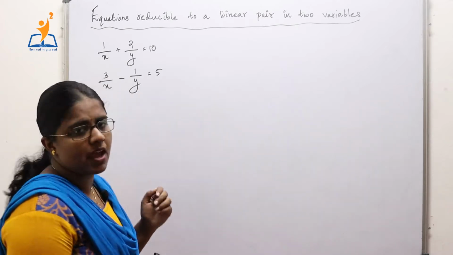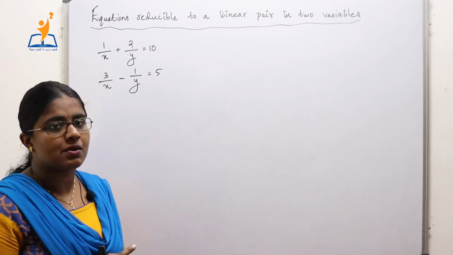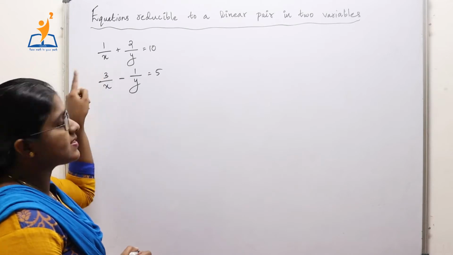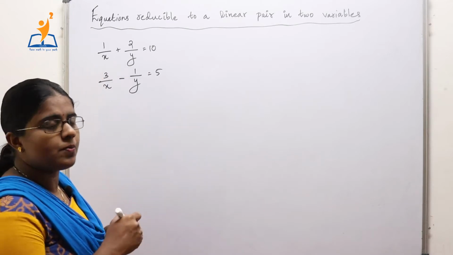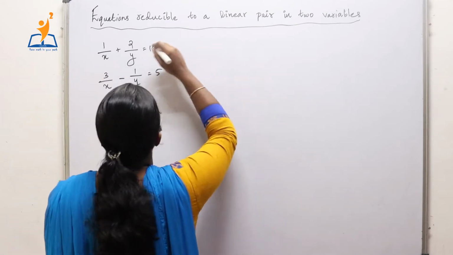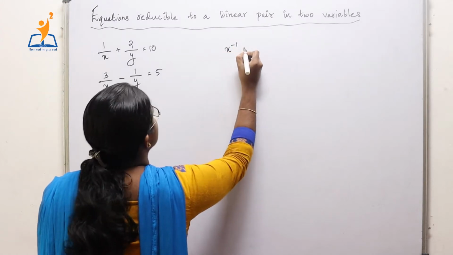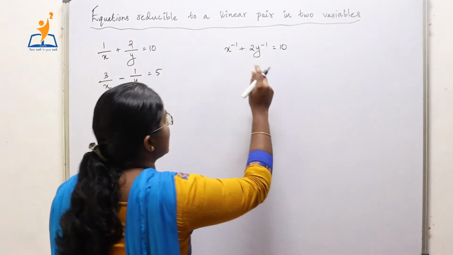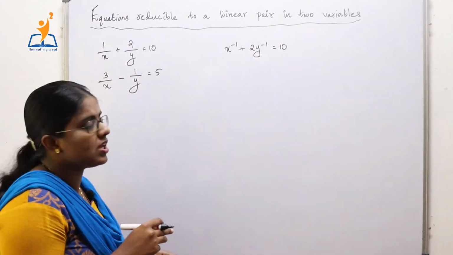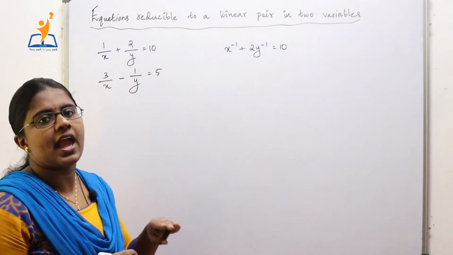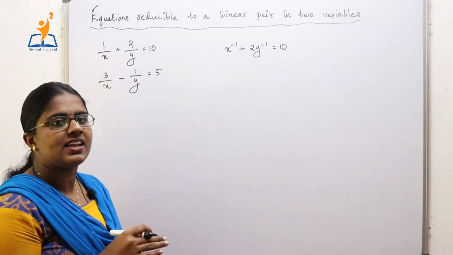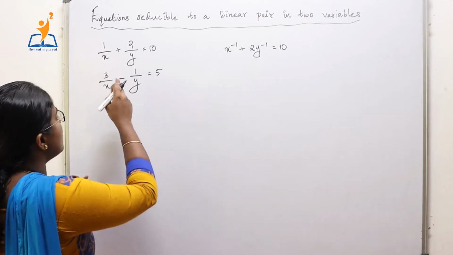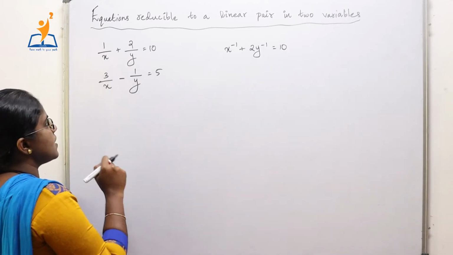Consider this pair of nonlinear equations in two variables. If we look here, the x has power x raised to minus 1, right? This equation can be written as x raised to minus 1 plus 2 y raised to minus 1 equal to 10. So this is not a linear equation, but this equation can be converted into a linear equation by giving some suitable substitutions. So consider both of these equations.